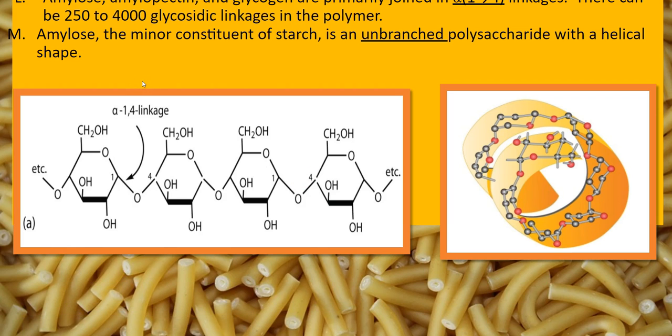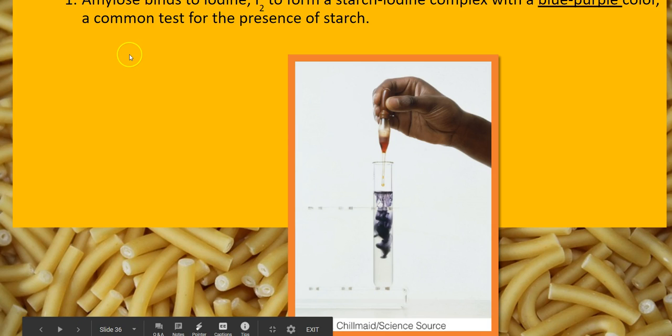So amylose, amylopectin, and glycogen are primarily joined at the alpha 1 to 4 linkages, but there can be a varying amount of glycosidic linkages in the polymer, about 250 to 4,000. Amylose is a minor constituent of starch. It's unbranched, but it has a helical shape, so it's distinctly different from the other ones in this case.